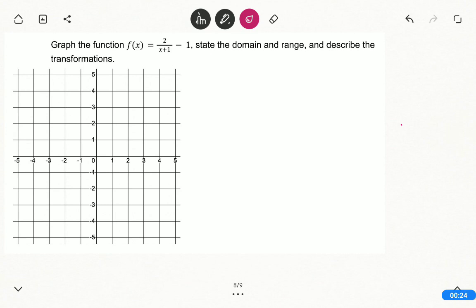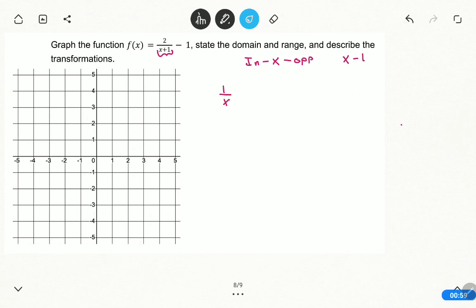So I'm going to use my typical rules I use whenever I do transformations. The inside stuff affects the x values in the opposite way. The stuff underneath the bottom of the fraction would be the inside stuff because that's where x sits in the parent function, 1 over x. So I see an x plus 1, which means it's going to affect the x values, but in the opposite way. So instead of doing x plus 1, I'm going to do x minus 1 to each of my values on the graph.